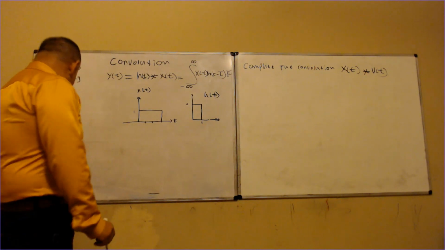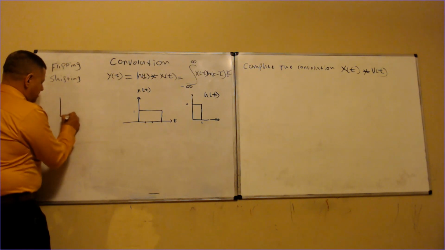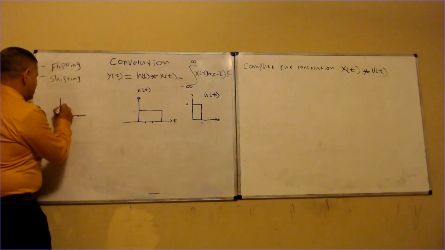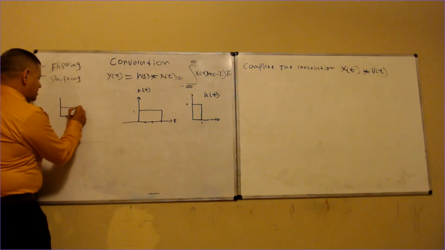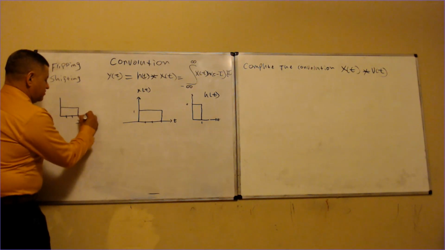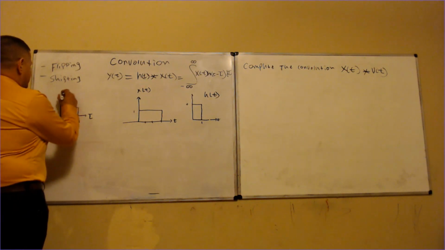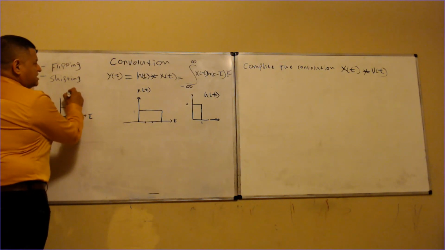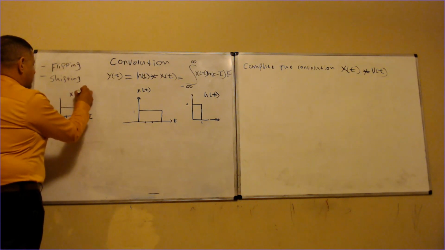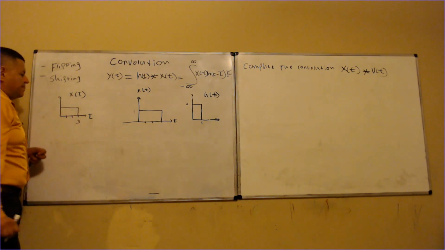Now again, what is our first step? Our first step is to keep the same thing. So we do 1, 2, 3, and this goes from 1 to 3 like that, but then we change this to tau. That's the first step. Change it to tau, and this is now x of tau.